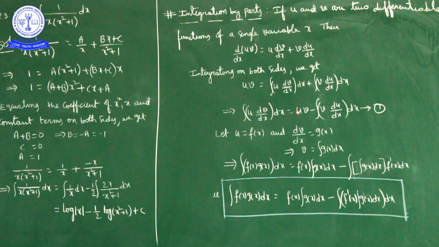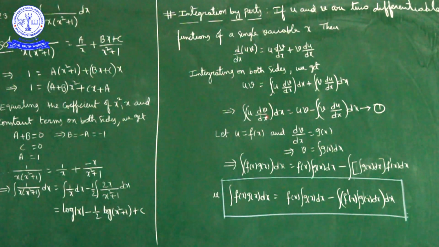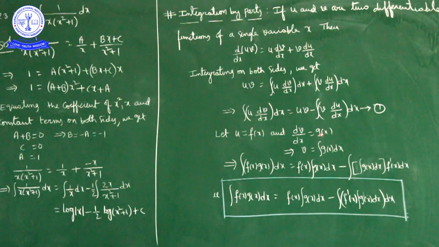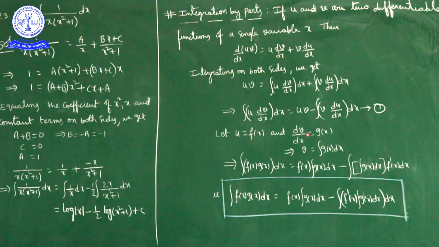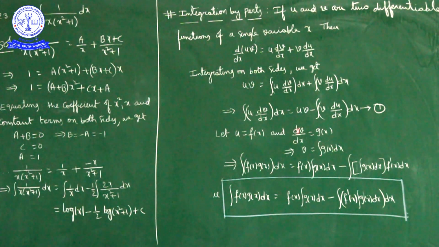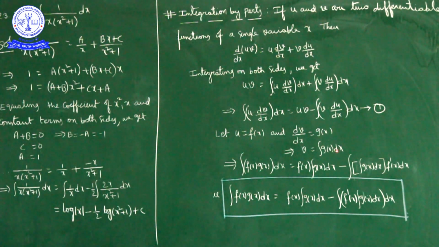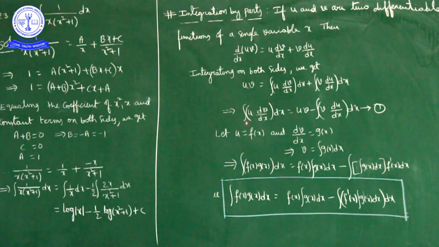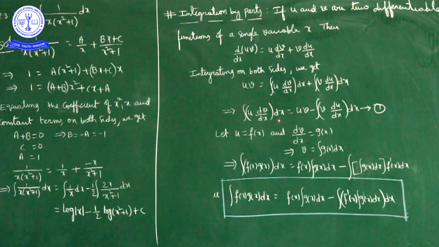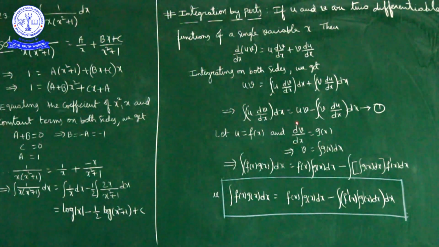Okay. Now I'll consider u as some function f of x, and dv by dx as some function g of x. Now as dv by dx is equal to g of x, by integrating on both sides, integral of dv by dx is v, which is equal to integral g of x dx. So the left-hand side, integral of f of x into g of x dx, is equal to, what is u?